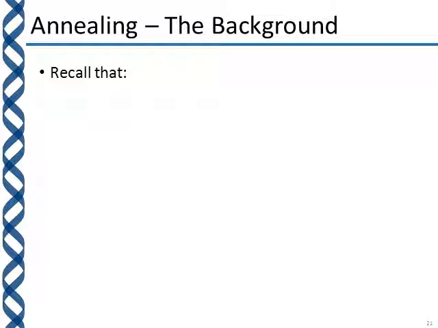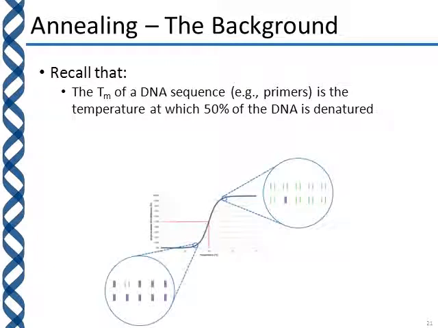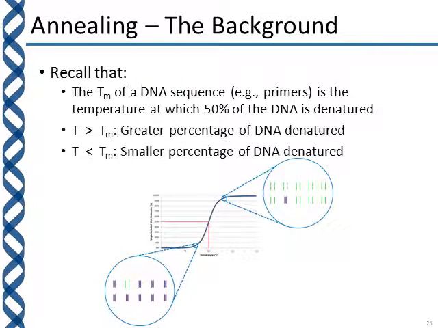Okay, so now let's take a look at annealing. Recall that the TM is the temperature at which 50% of a given DNA sequence is denatured. During lecture 0, I described the DNA melting curves, and so this figure is just a refresher of that. And so you see the TM in this figure at 60 degrees. On the curve below the TM, you see most of the molecules in their double-stranded formation, whereas above the TM, they are in their single-stranded formation primarily.